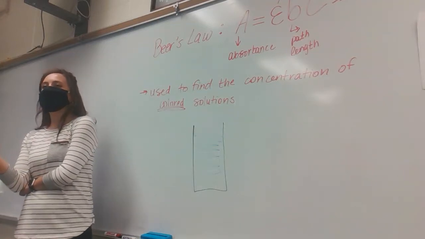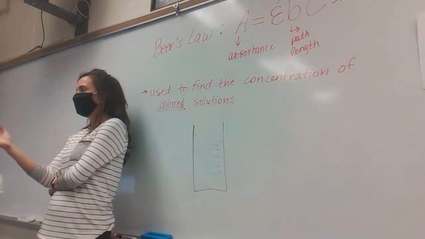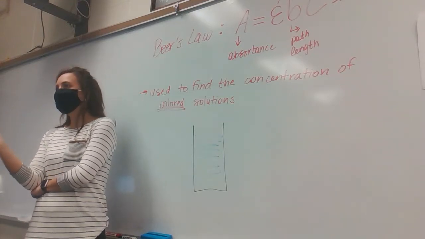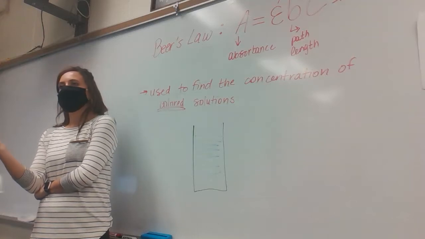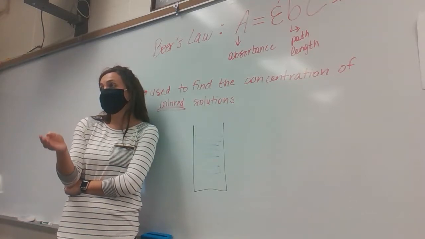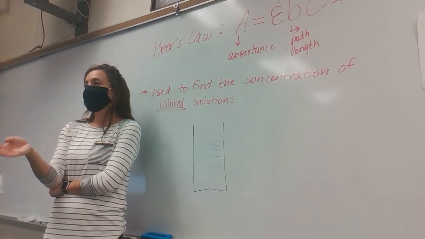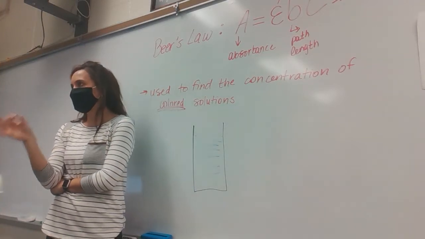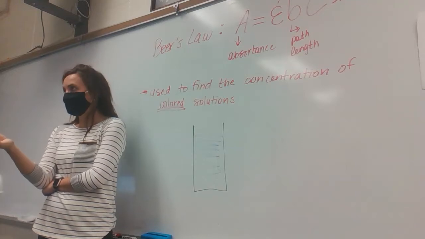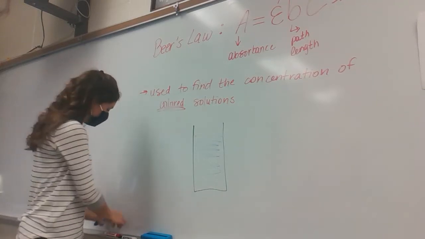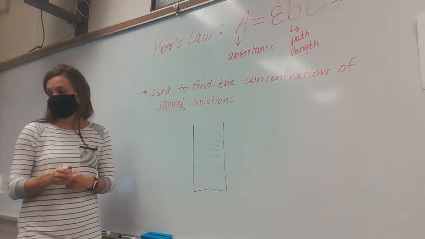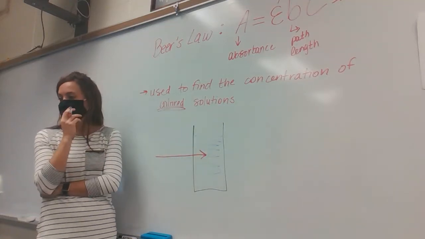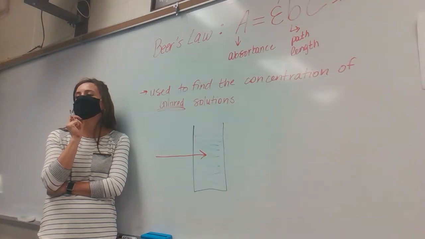Now, you can tell if it's very concentrated or not very concentrated based on how dark it is. The darker the blue, the higher the concentration. The lighter the blue, the lower the concentration. But using this method, we can find the exact concentration based on the absorbance. So what happens is you take light and you shoot it at your sample in something called a spectrophotometer.